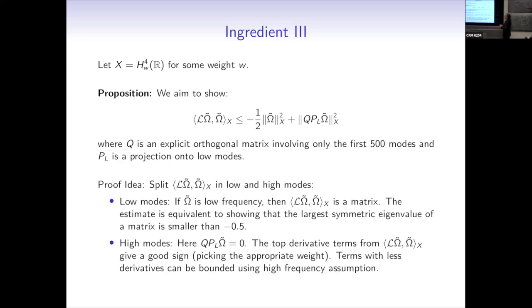So now we first have to translate the linear operator into something depending on the low modes, and then deal with those low modes. That part I want to explain here today. So we want to get some estimate of this flavor. There are two cases. One case is, if the omega is low frequency, then again it's a matrix, and proving this estimate is equivalent to showing that the largest eigenvalue of a certain matrix is smaller than minus one half. Okay, so that's the same thing as before.